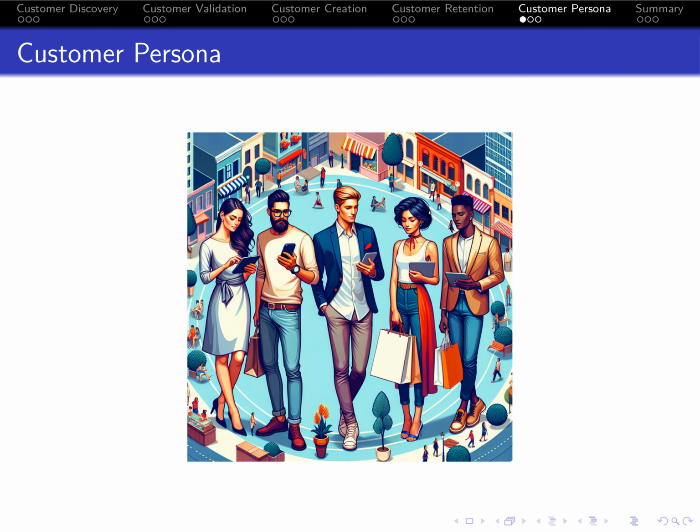Today, we're diving into the world of customer persona. This tool is like a secret weapon for entrepreneurs, helping them understand their customers on a whole new level. By creating detailed profiles based on real data, businesses can tailor their offerings to meet the exact needs and preferences of their target audience, leading to happier customers and increased loyalty.